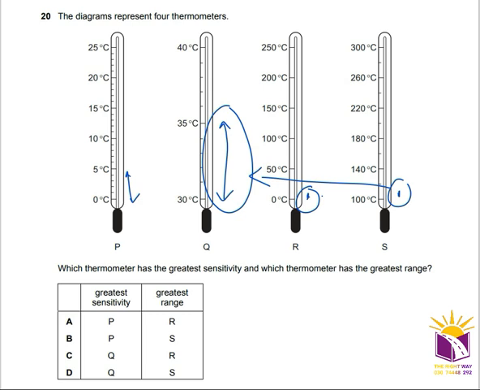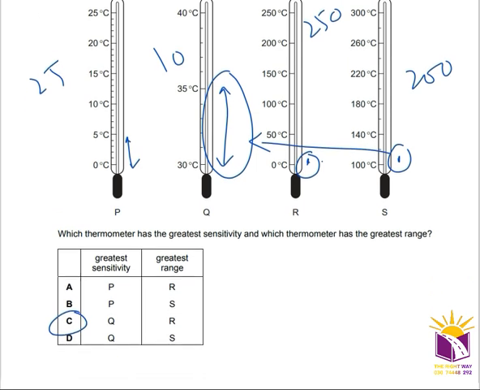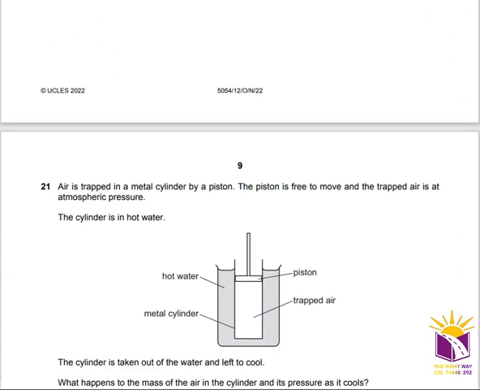Greatest range: 25 minus 0, 25 is the range of the P. 40 minus 30, 10 is the range of Q. 250 minus 0, 250 is the range of R. 300 minus 100, and 200 is the range of S. So for highest range we are going to mark R. For the greatest sensitivity Q, and for the higher range R. So C is the right option, Q and R.